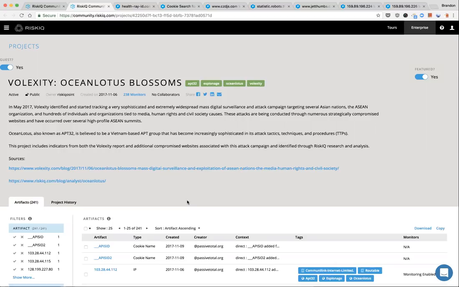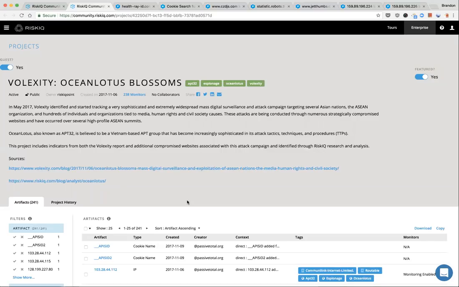I wanted to put this video together really quick just to highlight some of the power of the PassiveTotal platform and the data that RiskIQ brings to bear for analysts. Over the weekend, I was taking a look at some threat actor infrastructure that was old. It's what we're looking at right here, Valexi's reporting on Oceanlotus, also known as APT32.